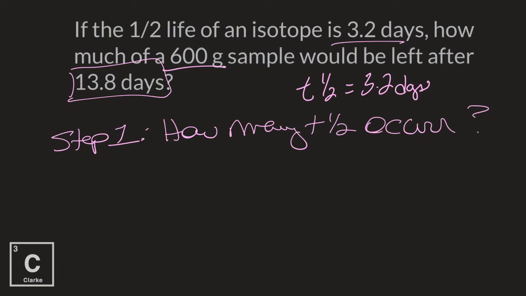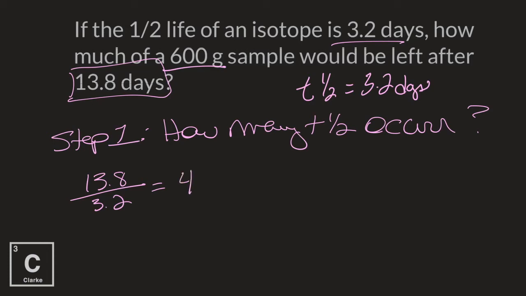How many half-lives occur? So let's think about that. If every half-life is 3.2 days, how many 3.2 days are there in 13.8 days? That is just simple division. 13.8 divided by 3.2, that's going to tell us how many half-lives occur. I'm getting 4.31. I'm going to round that to the nearest whole number and call that 4.